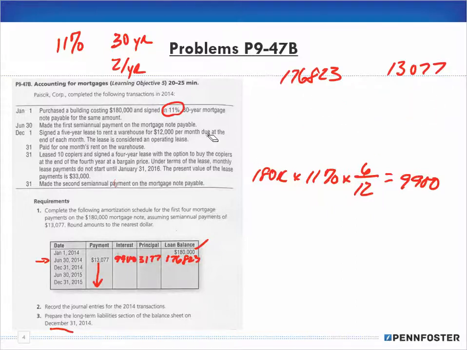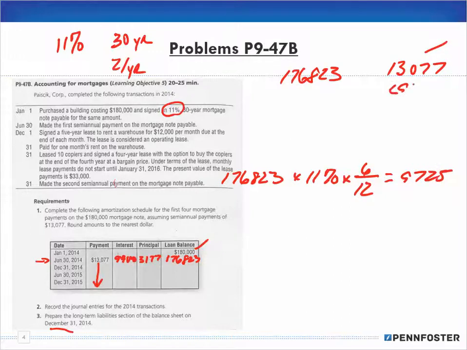And we're going to make the same payment here of the $13,077, and a portion of that's going to be principal and a portion is going to be interest. We're doing the same exact thing again and again and again. All right. So instead of $180,000, we have $176,823 times 11% times 6/12 because it's a 6-month period, and that's going to give us a new interest amount of $97.25. Right?